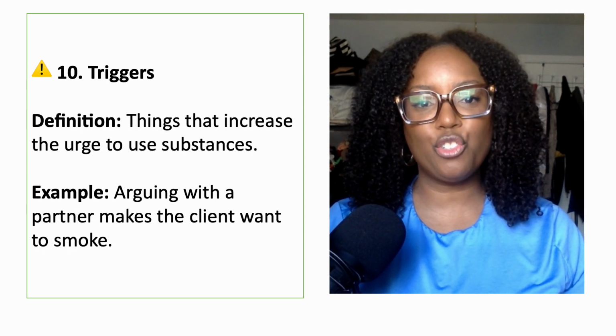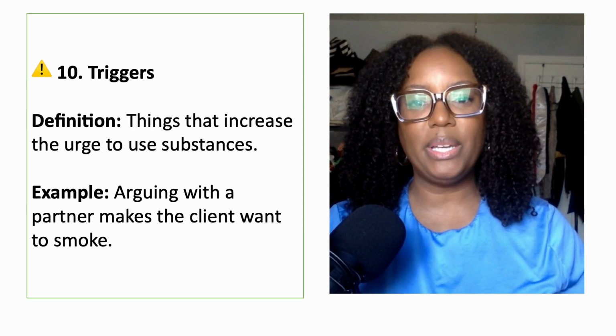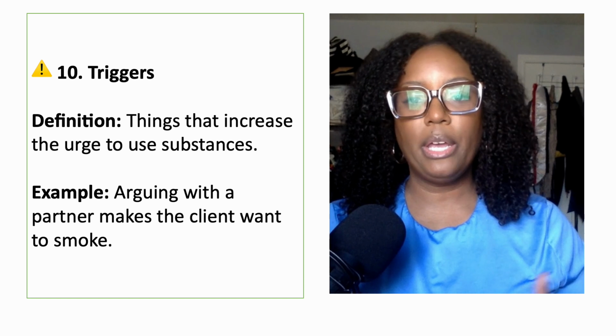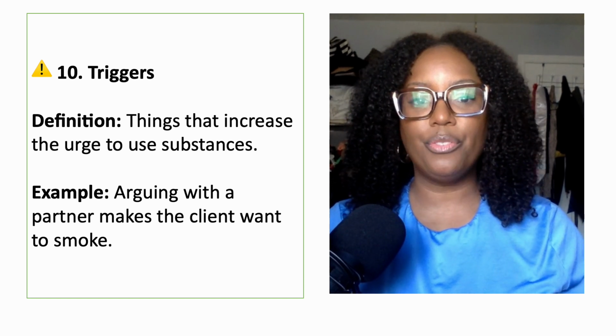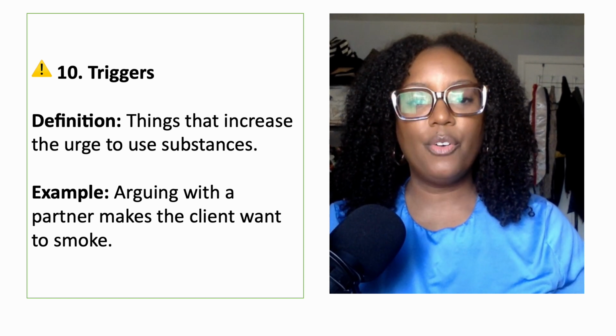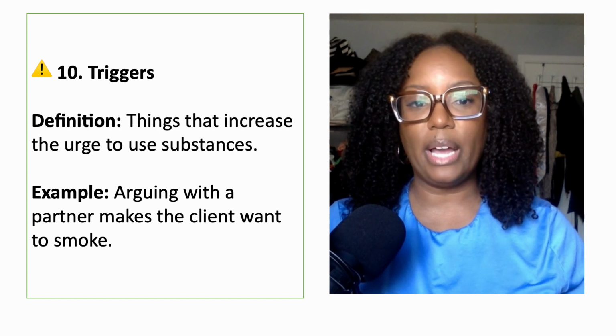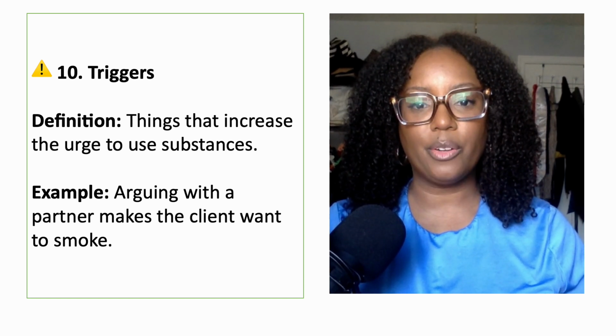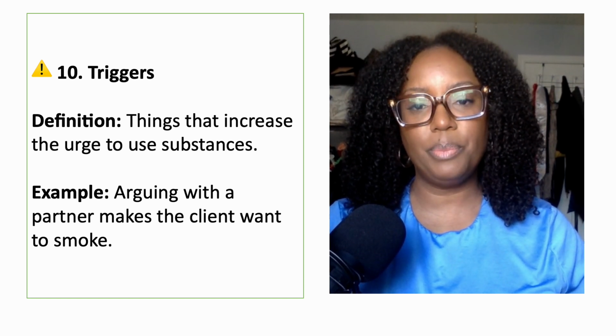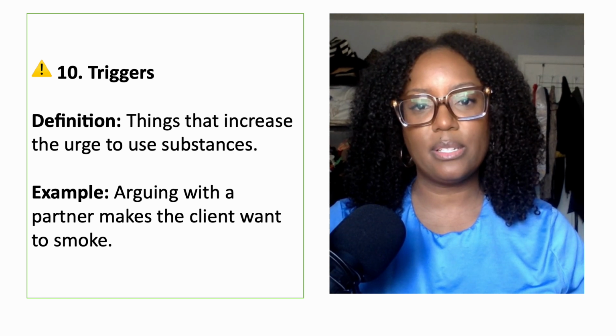Term 10 is triggers. A trigger is anything that makes someone want to use again. It could be a person, place, thing, or feeling, even a smell. For example, a client might say they feel like using every time they argue with their partner. Knowing triggers helps us build solid relapse prevention plans.